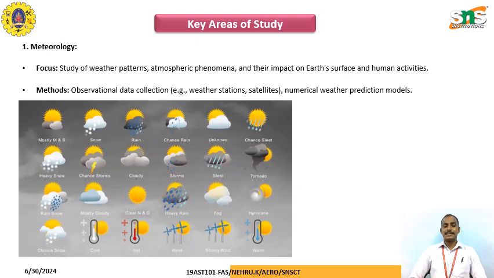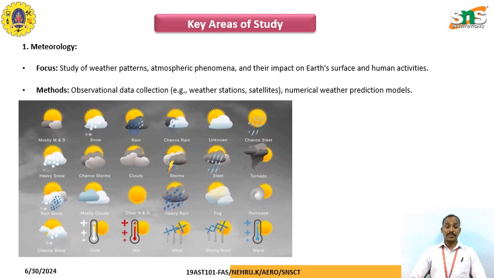The key research areas are found in meteorology. Here the focus is the study of weather patterns, atmospheric phenomena, and their impact on the Earth's surface and human activities. Methods include observation and data collection during the various weather seasons, measurements from satellites and weather stations, and numerical weather prediction models that are calculated. Let us look at the picture. We have different climatic conditions and seasons over different regional geographical areas.